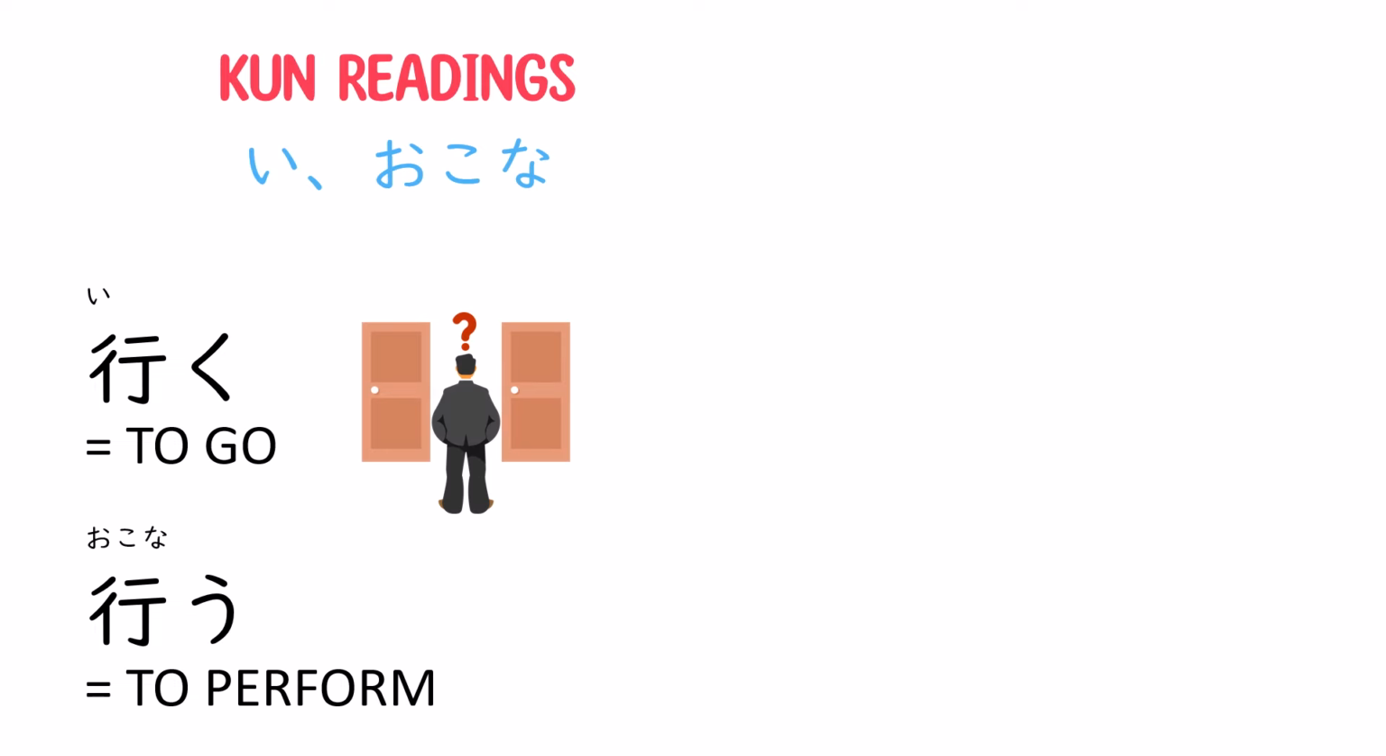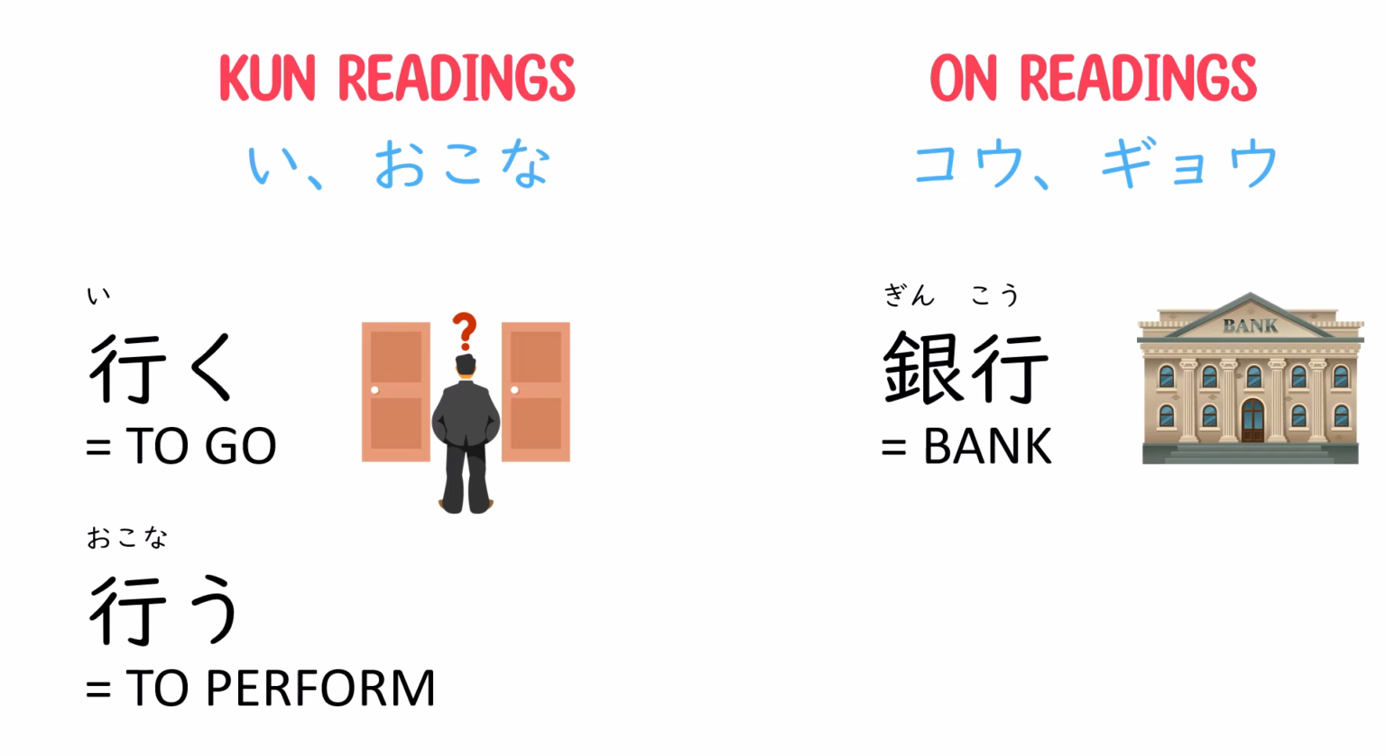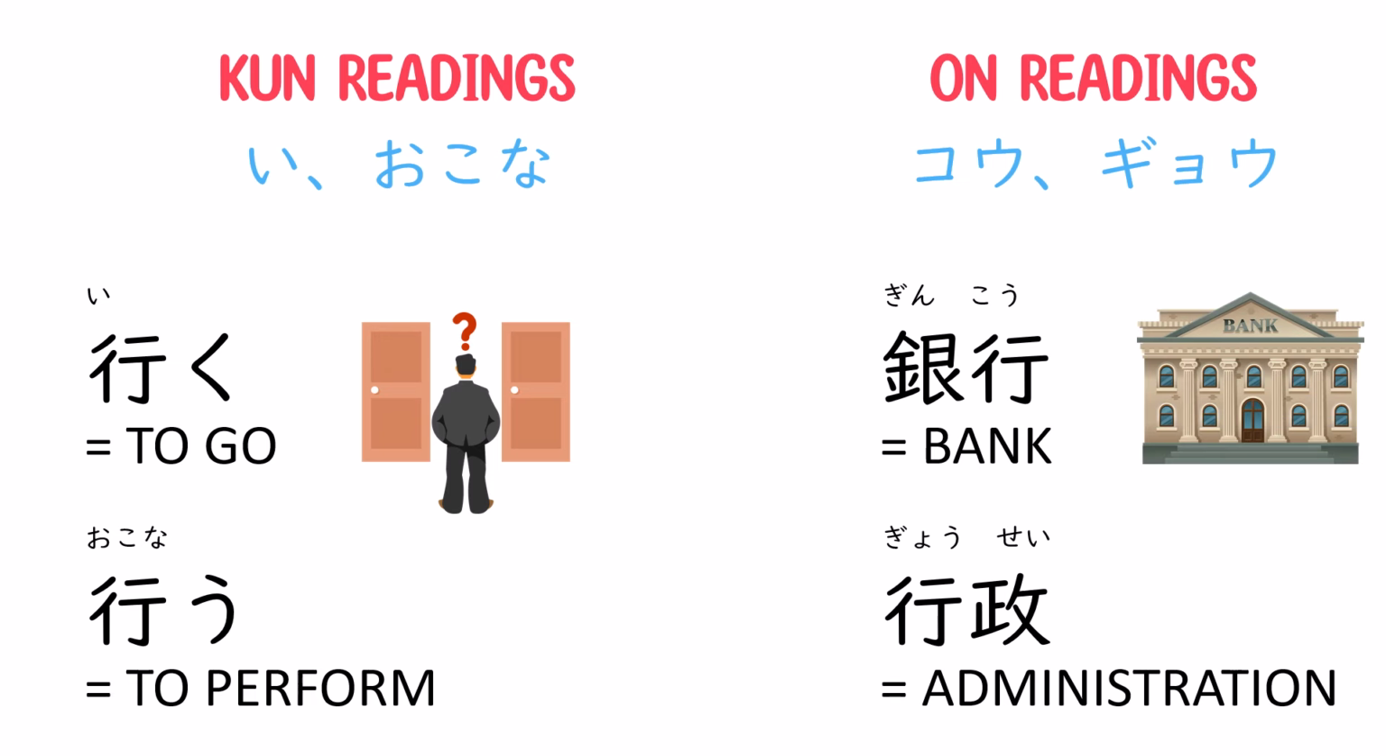Main kun readings are i and okona. The examples are iku, to go, and okonau, to perform. The main two on readings are kou and gyou. The examples are ginkou, or bank, and gyousei, or administration.